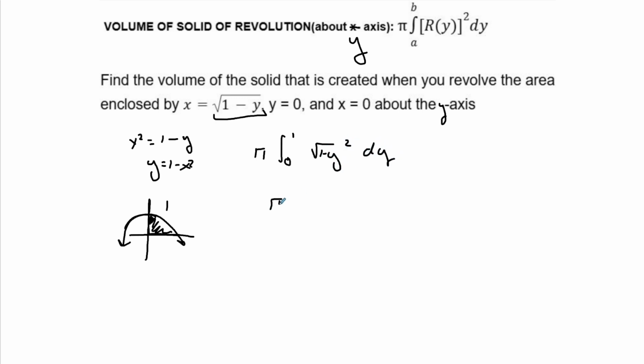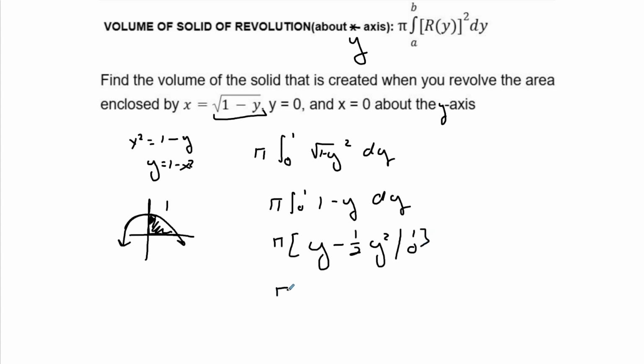So we're just going to have pi times the integral from 0 to 1 of 1 minus y. So it's just going to be pi times, and we should have a dy, pi times y minus 1/2 y squared, evaluated from 0 to 1. So it's going to be pi times 1 minus 1/2 minus 0.